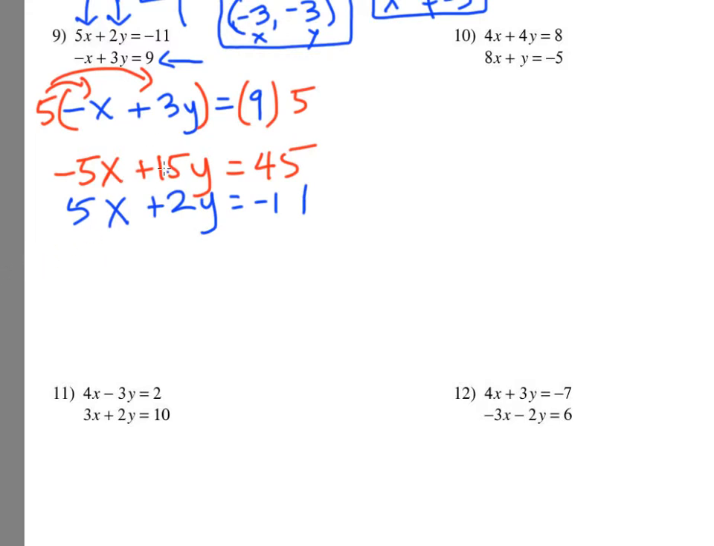All right, so we're done with step 1. We have multiplied to create opposites, because look, these are perfect opposites, 5x and negative 5x. Perfect, so we can do step 2. That is add straight down.